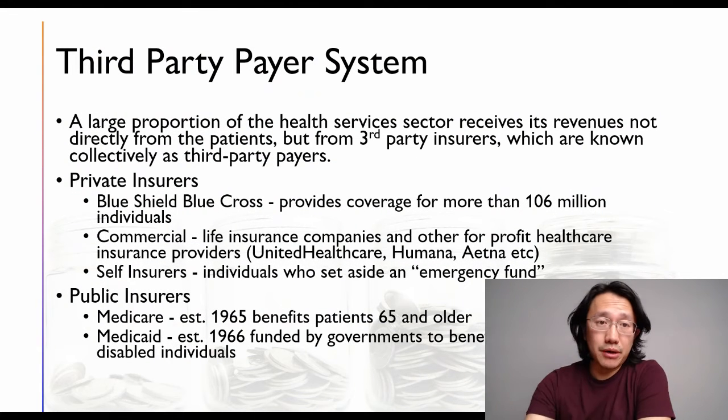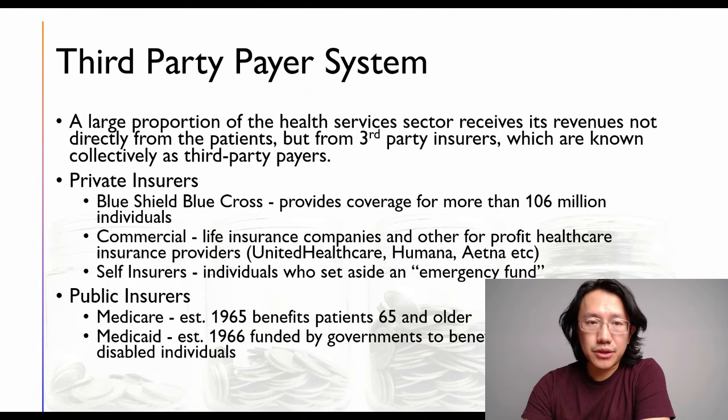So next, we'll be talking about the third-party payer system. A large portion of the health service sector receives its revenues not directly from the patients, but mostly from third-party insurers. They're known collectively as third-party payers. We also have private insurers. Private insurers include Blue Shield and Blue Cross, which started back in the early 60s. They provide coverage nowadays for about 106 million individuals, both in the United States mainland and across.